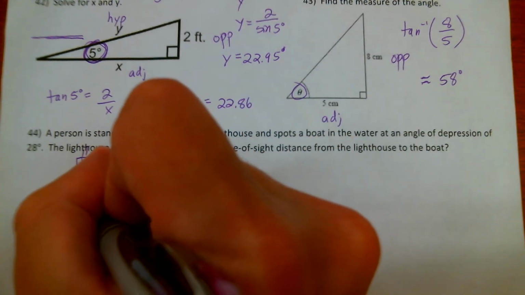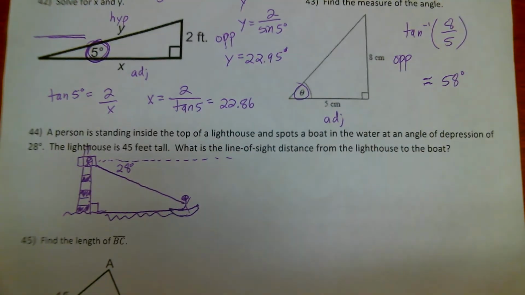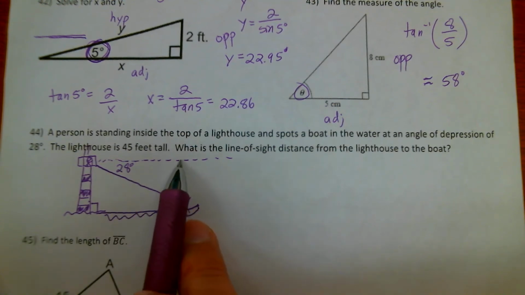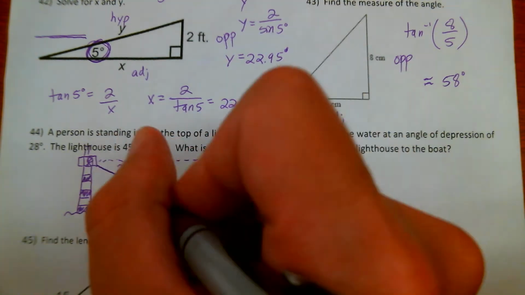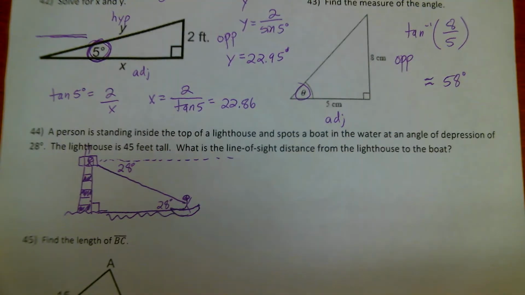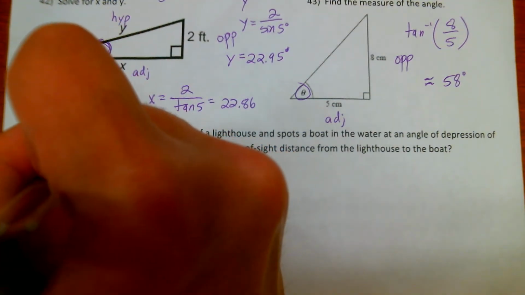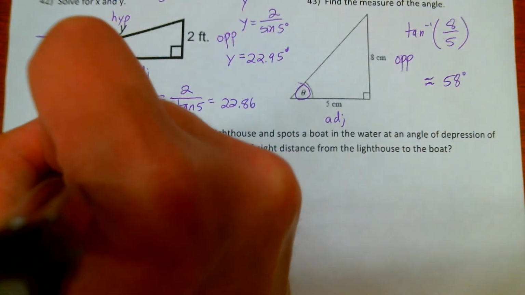So we need an angle inside the triangle. Well, if that's 28, here's the Z, right? The Z for alternate interior angles. So if that's 28, then this guy's 28 degrees. Okay, so now I've got an angle inside the triangle. And the height of the tower, the lighthouse, is 45 feet.